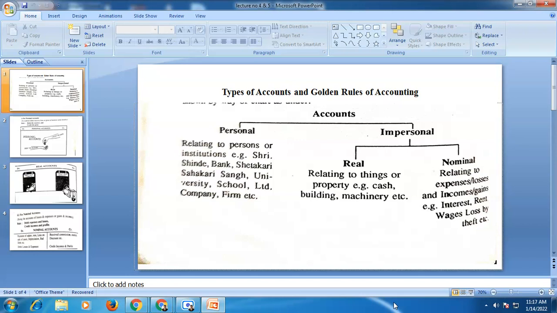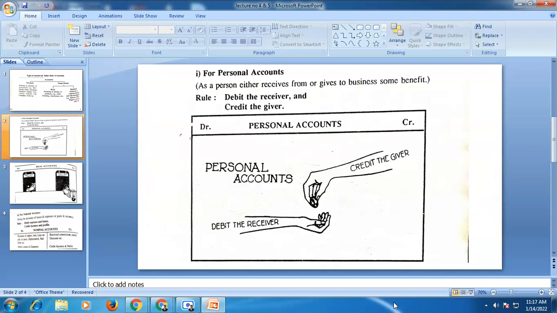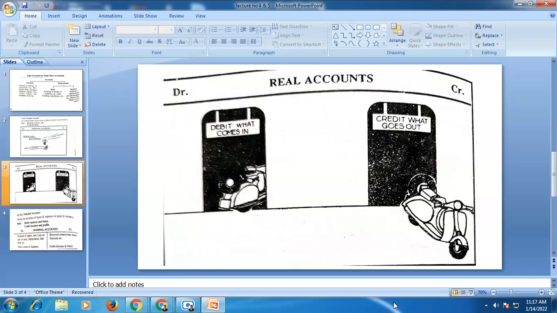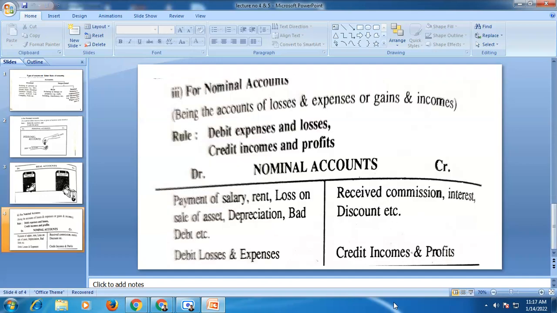Okay, so let us continue with the types of accounts. That is personal account, real account, and nominal account. So what is the rule of personal account? Debit the receiver and credit the giver. What is the rule of real account? Debit what comes in and credit what goes out. And the third one is nominal accounts. So debit all expenses and losses.